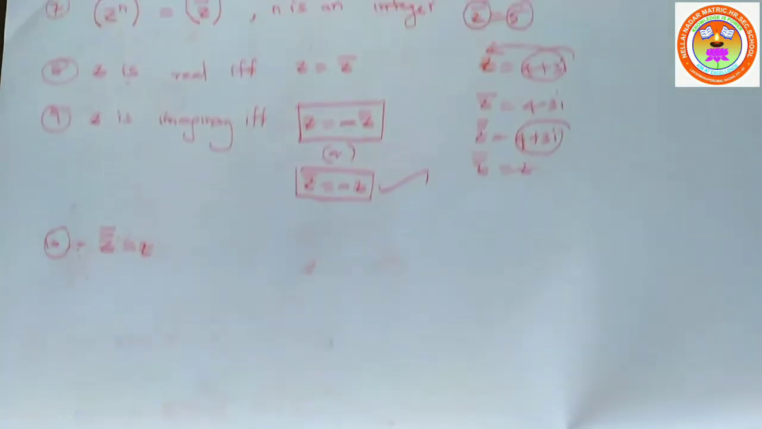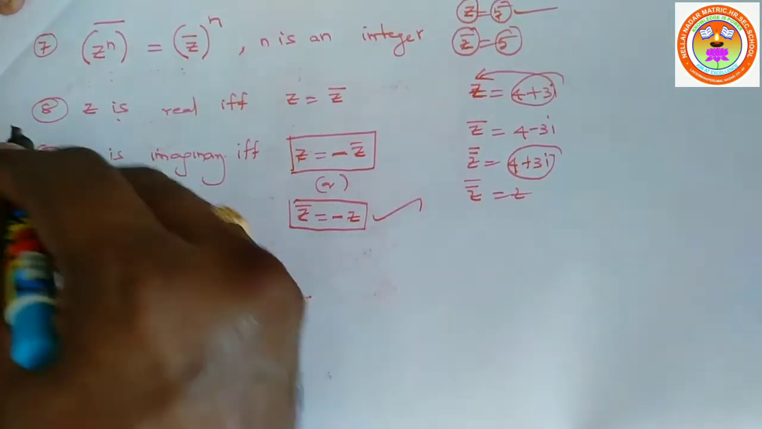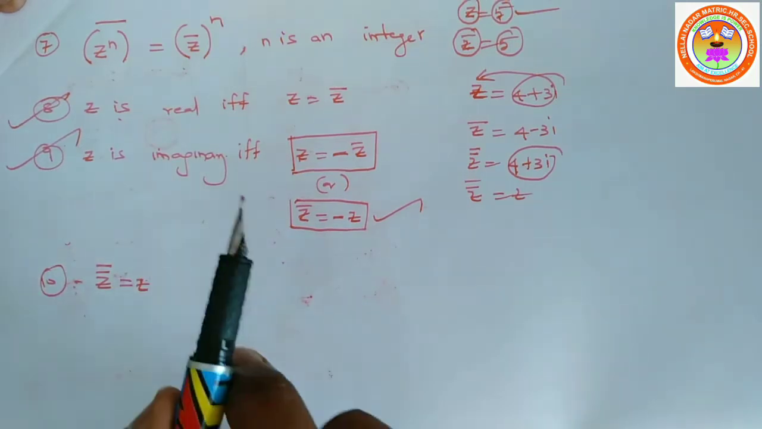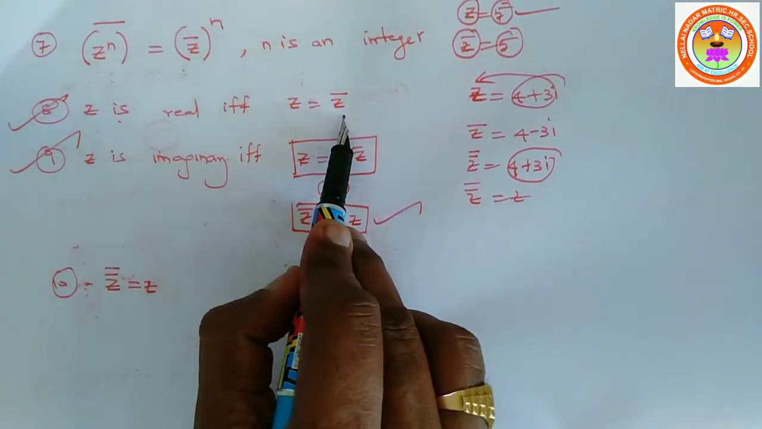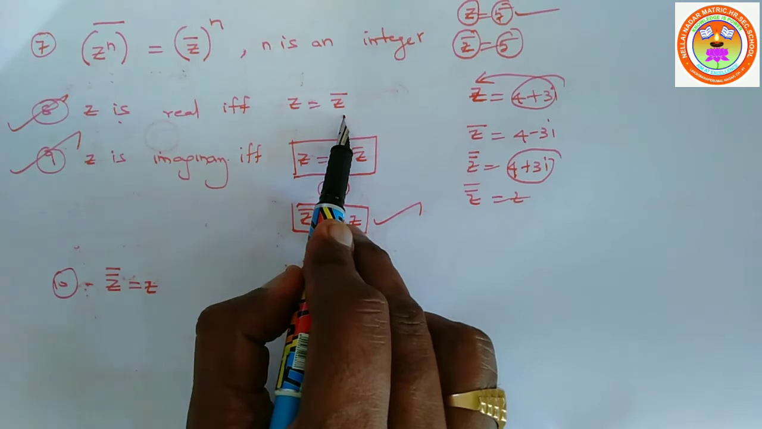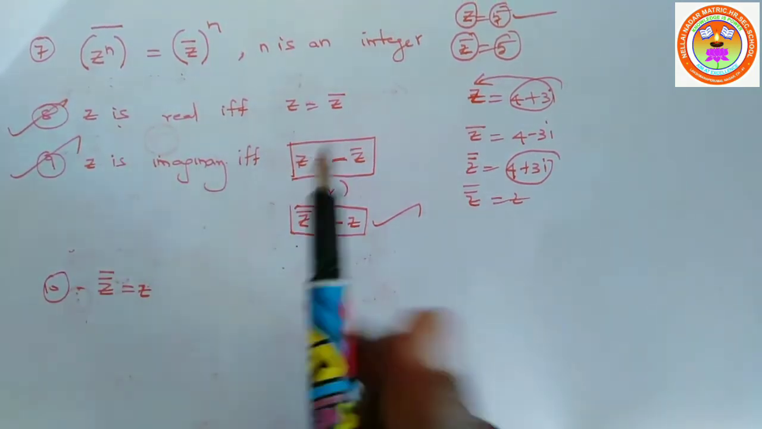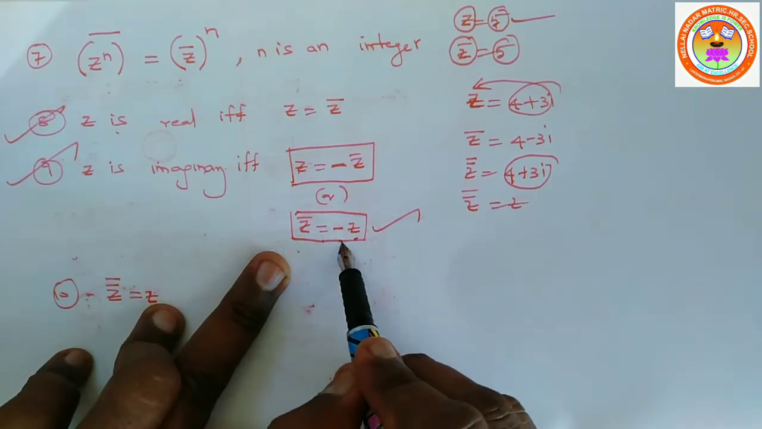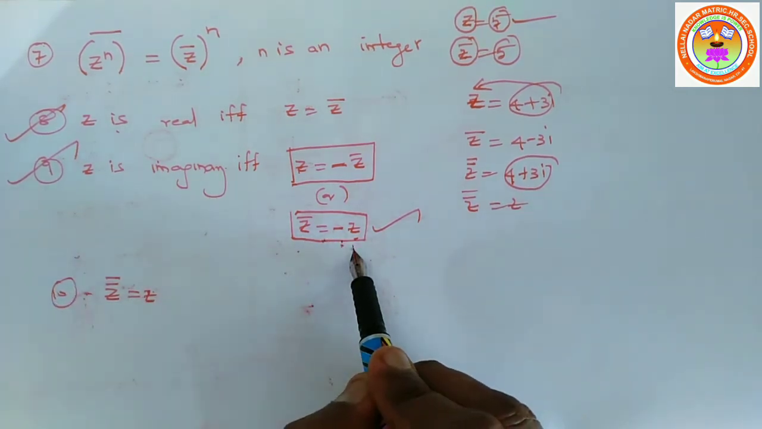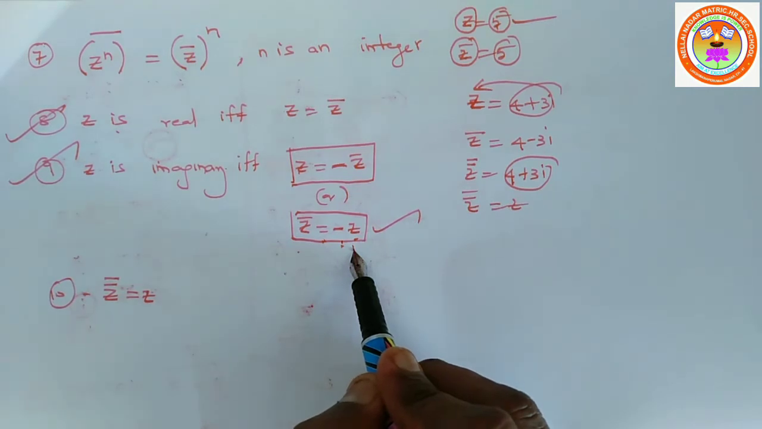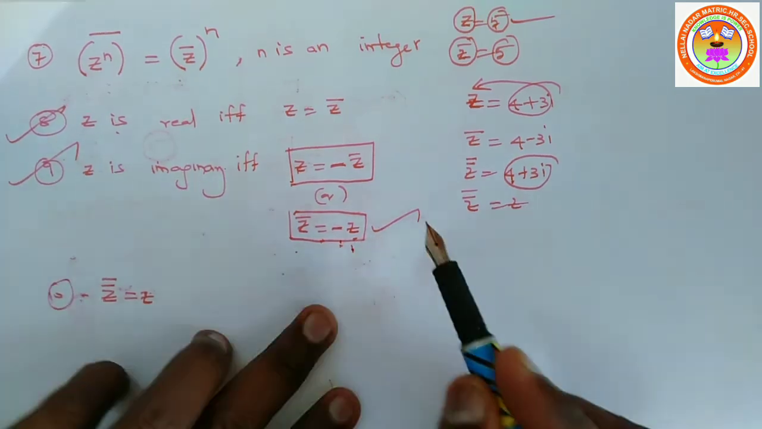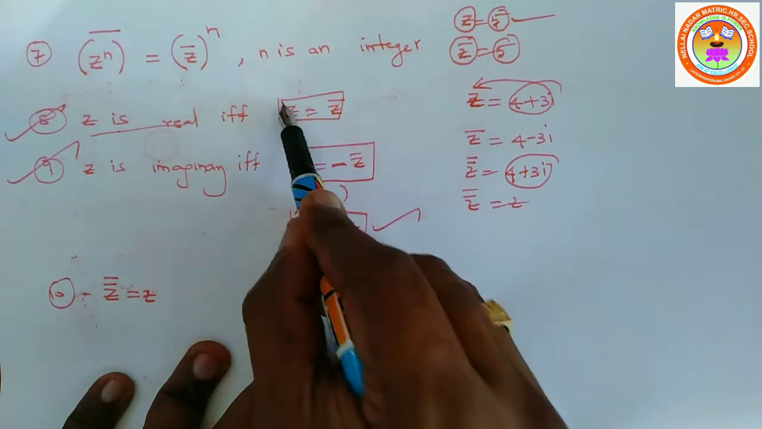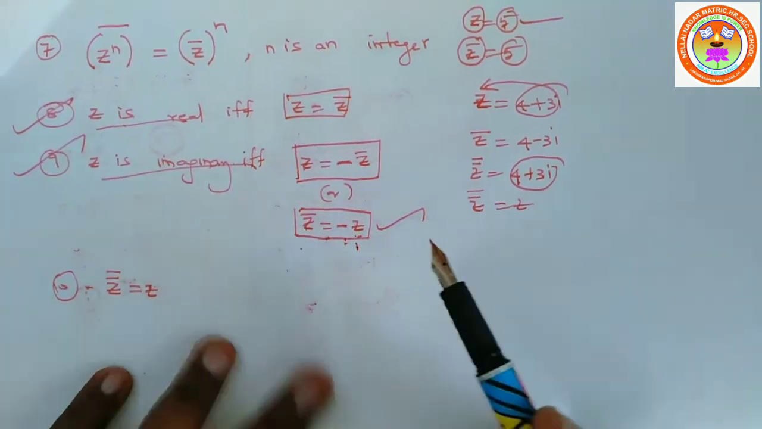The other very important ones are 8 and 9. Z is real, z equals z bar. Keep this in mind. Z is imaginary, z bar is equal to minus z. You should not forget this. 8 and 9 are very important. Without 8 and 9, we can't do 3 to 4 sums in our exercise. Z is real, z is equal to z bar. Z is imaginary, z bar is equal to minus z.